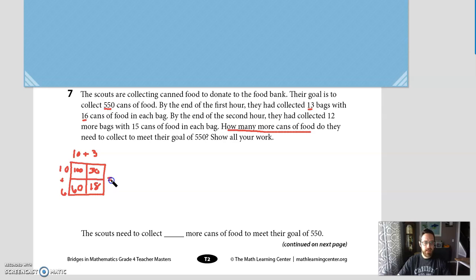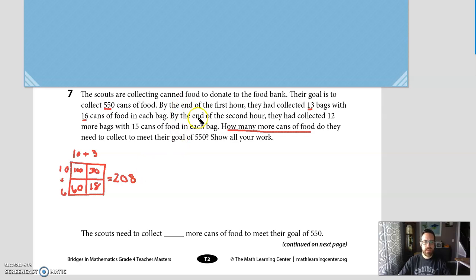And then I need to add those all together. Well, I know 60 and 30 is 90. 90 plus this 10 is 100, and then I have 8 left, so that's 108 for these three, plus another 100. So this would be 208.